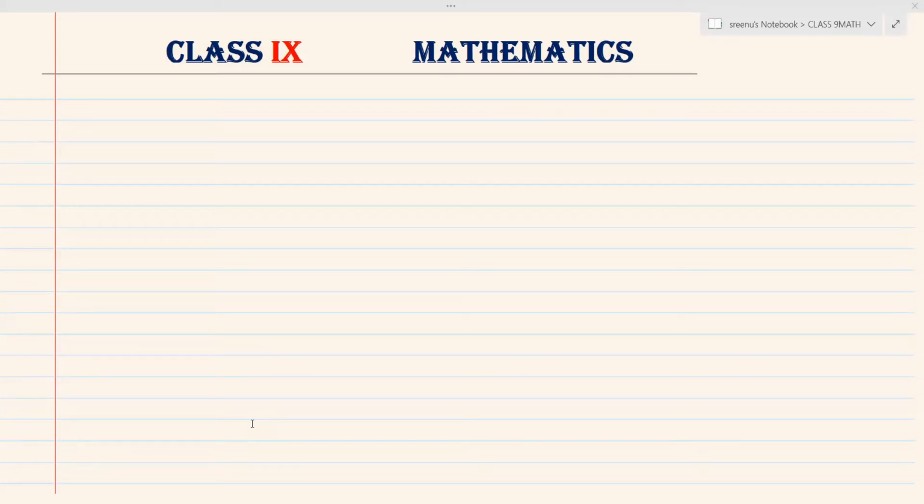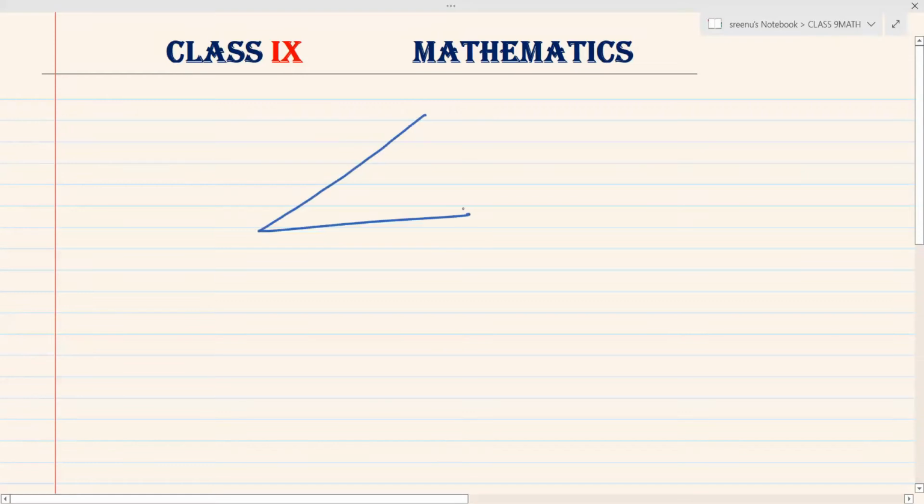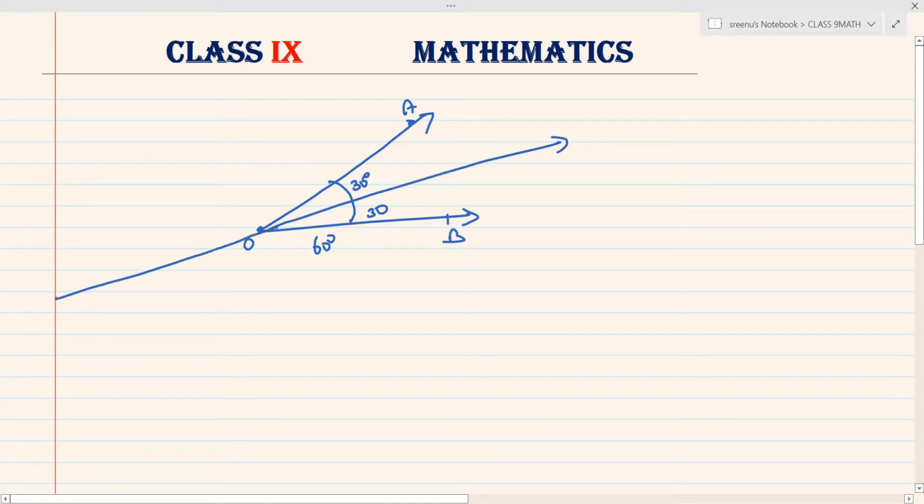The bisector of an angle produced backwards, which angle does it bisect at the same vertex? See here, there is an angle, take some measurement, angle AOB. This is the bisector. Angle AOB is 60 degrees and the bisector makes 30 degrees, 30 degrees. Produced backwards means like this, it went like this. Then which angle does it bisect at the same vertex?